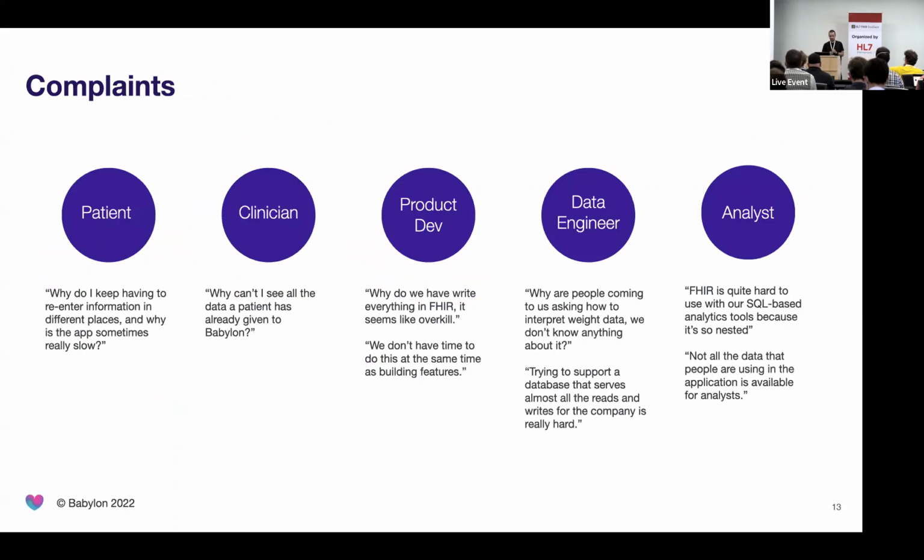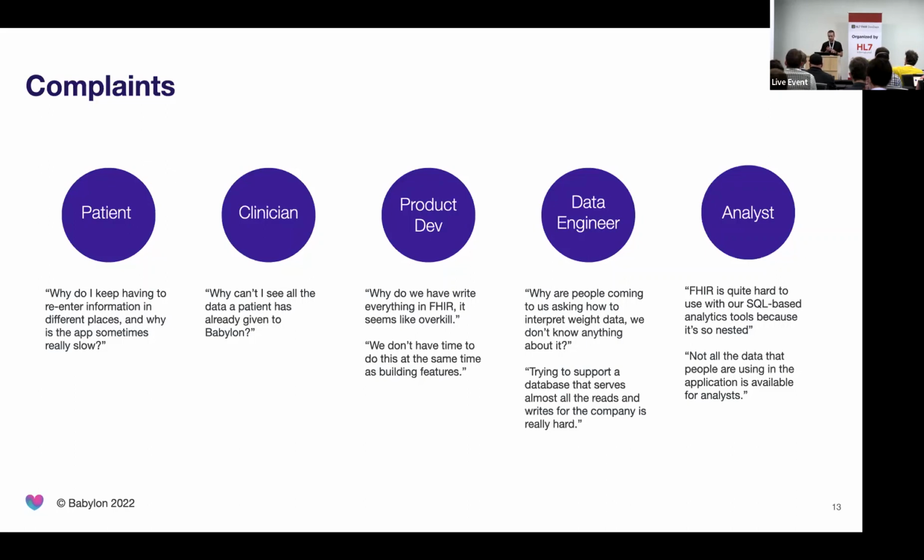We had some complaints. Why do I have to keep re-entering my information in different places? Patients and clinicians still couldn't see all the data patients had given to Babylon. Product developers weren't that into FHIR. Why do we have to write all this crazy amount of information? We just want to save a weight value. And they didn't have time to do this while building existing features.